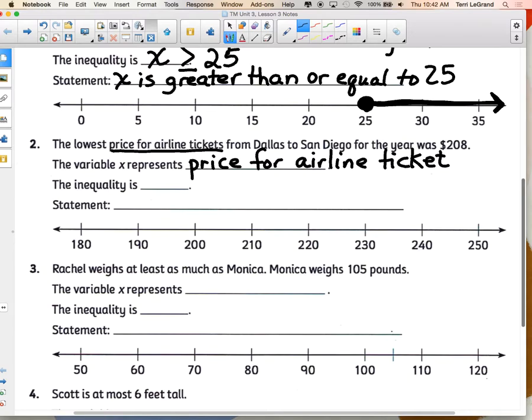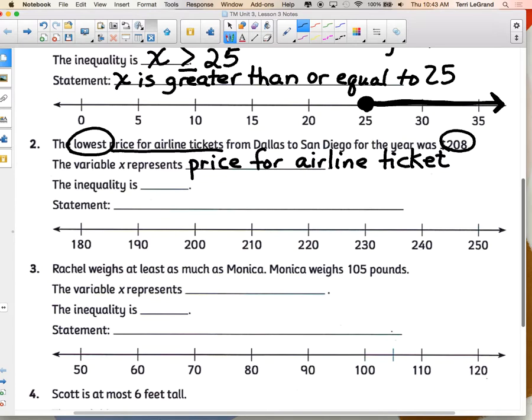Why did they use the word lowest? Because that should help us decide what our inequality symbol should be. And we have our endpoint. What's our endpoint? Okay, 208. Yeah, this 208 is important. The fact that they use the word lowest is important. So what do you think? If the lowest price was $208, would the price of the airline ticket be under $208 or over $208?